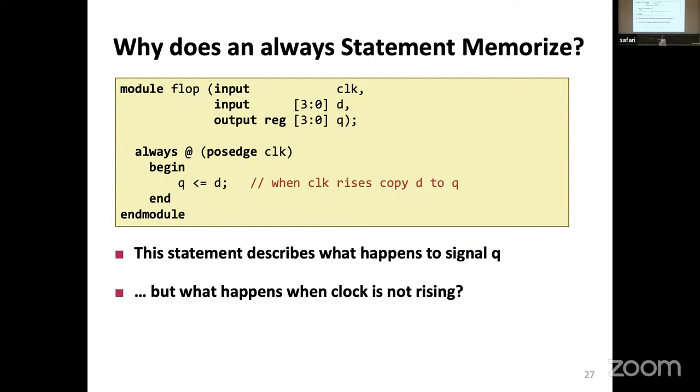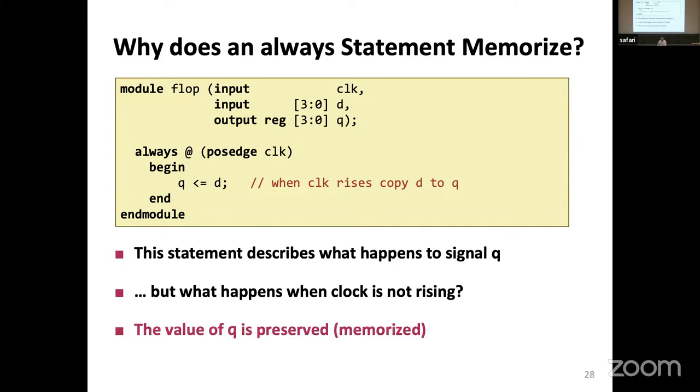Now, here's the funny thing. Why does an always statement memorize? I said that you make flip-flops. I said that you can make things like this here. We didn't really explain why. And now it's important to understand why this is happening. We say that if there is a positive edge of clock, copy D to Q. So this statement describes what happens to signal Q. We don't really say what happens when the clock is not rising. We just describe the part when the clock is rising, it should be this. We don't say what happens when the clock is not rising.